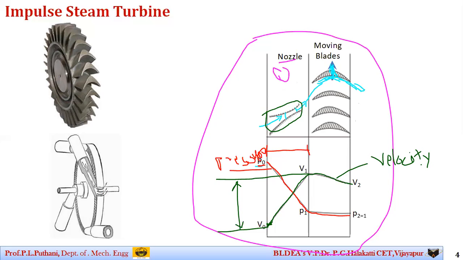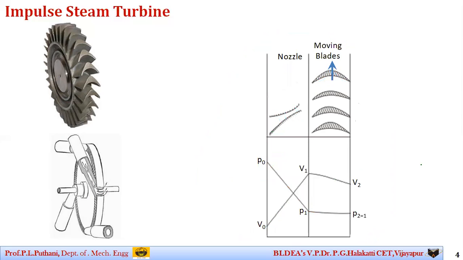Always remember, in steam turbines, especially for the impulse kind, the expansion of the steam, that is the pressure drop, happens only in the nozzle. That is the red colored line you can see from P0 to P1. As I said, always the pressure drop happens in the nozzle from P0 to P1. And as the steam passes over the moving blades, the pressure remains constant.